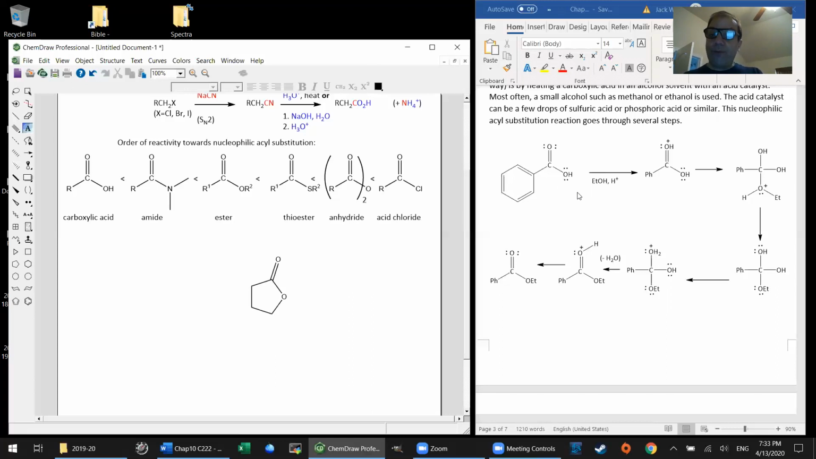And so the first step in the reaction involves protonation of that carbonyl oxygen atom. We've seen that before. That's real typical for reactions in acidic medium, and we can see that we're in acidic medium.